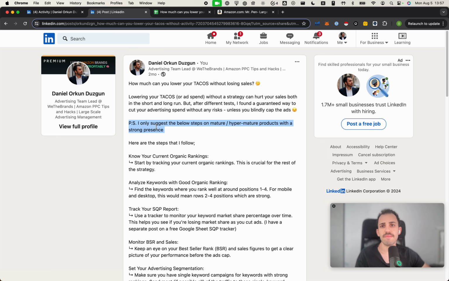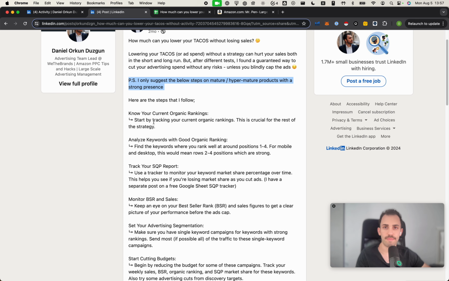So this strategy is not going to be for products that are in the growth phase or in a new launch phase. This specific strategy would only be applied for a product that is already mature or hyper mature. So again, please only apply this if you already have a good organic ranking on some of your keywords and your product is already in a pretty stable position, let's say. So where do we start to lower our TACOS?